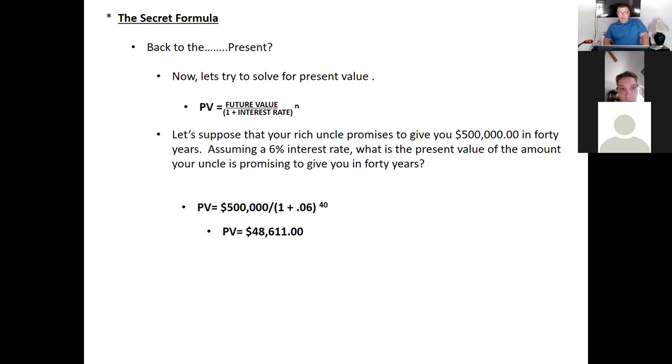Now, how do you get $1 million or $2 million in your bank for retirement? There you go. If you want $500,000 for retirement, start saving as early as possible, and all you have to do is put in about $48,611, assuming a 6% interest rate, which is fairly reasonable.